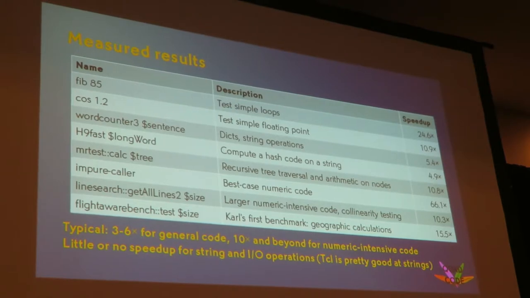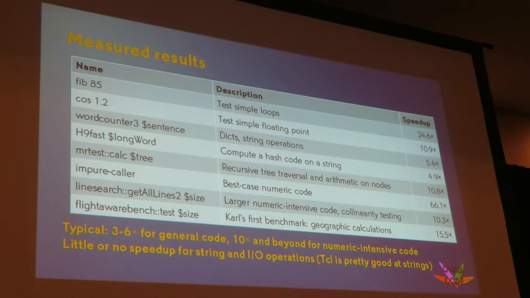So we've got some measurements here with approximate speedups. Like the Fibonacci benchmark, it's now up to about 25 times faster. That's all integer arithmetic. We've got a simple benchmark that just does a Taylor series approximation for cosine. It's 11 times faster. We've got a thing that does basic word count on a string, counts the number of instances of each word in the string, which is testing dictionary operations. It's about a five, six time speed up.